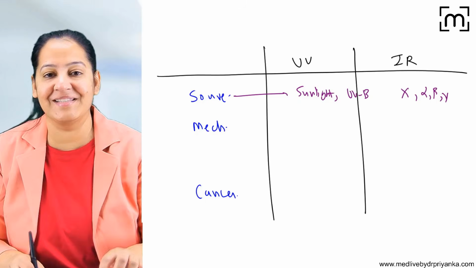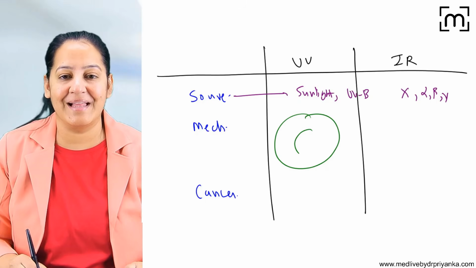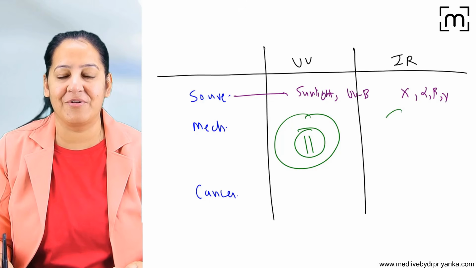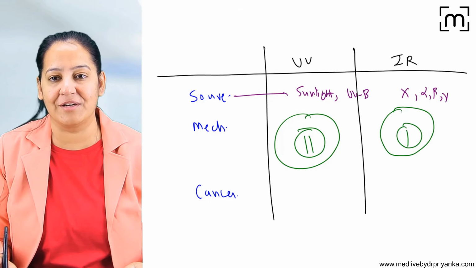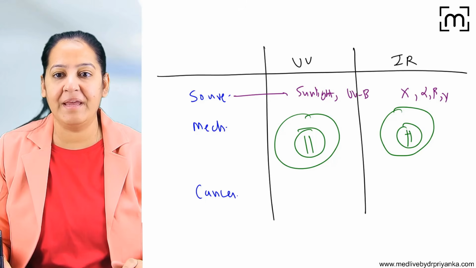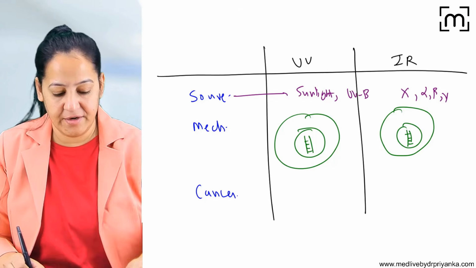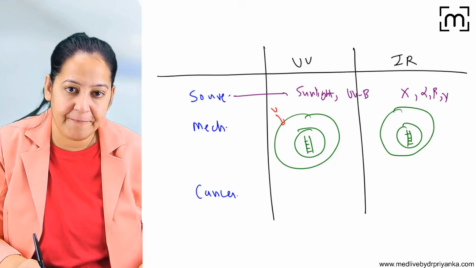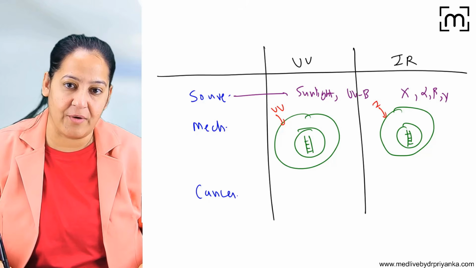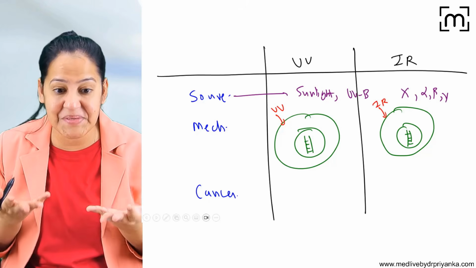Rather than telling the mechanism, draw the cell. Draw the cell, draw the nucleus, draw the double-stranded DNA. Now tell me what happens here. Here the UV light is falling on the cell, and here IR is falling on the cell. So what happens? How do they cause the mutation?